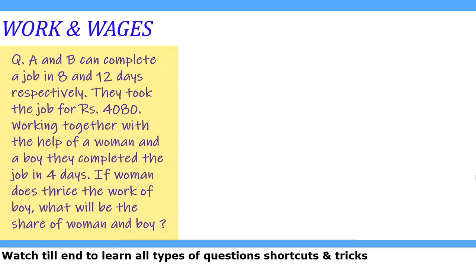In this question, we will first find out the work done by A and B, and after subtracting from the one work, we will get the work done by the woman and a boy, and we will distribute as per their efficiency the amount earned by them. We will directly solve it by a shortcut method. As A can do the work in 8 days, so his 4-day work will be 4 upon 8, and B can do the work in 12 days, so his 4-day work will be 4 upon 12.